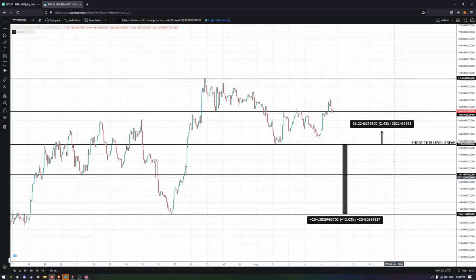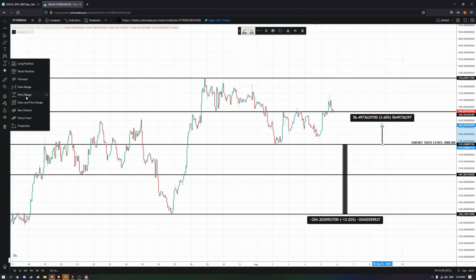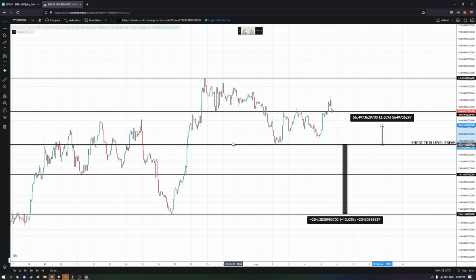Now what you want to do is measure the amount of risk you can take in this trade. So this is a price range tool. It's over on the left hand side. Click on price range and that'll allow you to measure down or to the upside. For this trade, we're looking for a short: if Ethereum breaks this level, we're looking to take profit at the next support or even the next support further down. So this would be your potential profit.